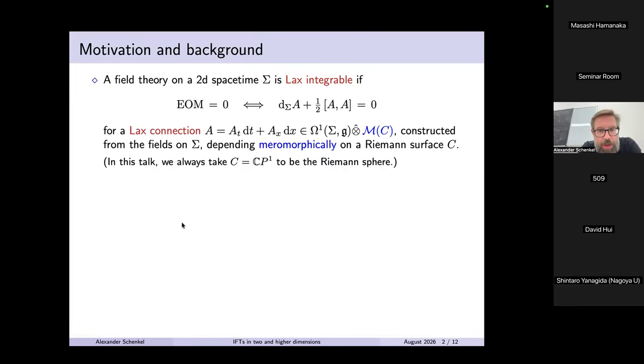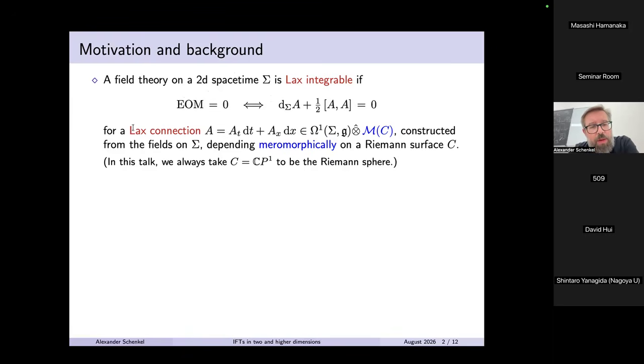Mostly, I want to explain what integrable field theory, according to my limited understanding of this subject, is about. Integrable field theories typically appear in two space-time dimensions. By sigma, I denote a two-dimensional space-time. The field theory on this sigma is usually called Lax integrable if the following is true. The equations of motion of this field theory hold true if and only if a certain connection is flat.